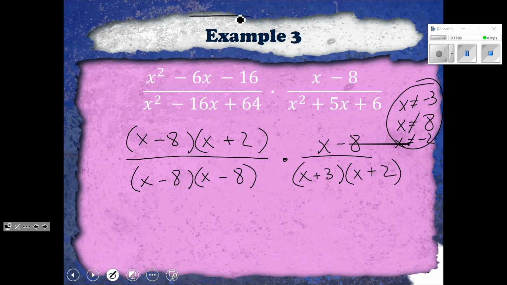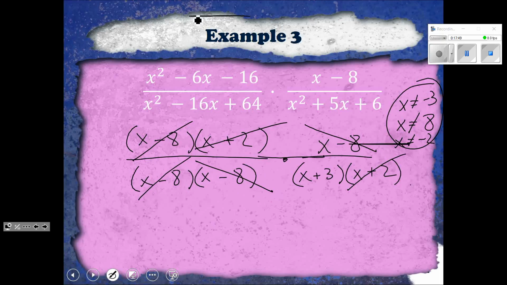So, we factor. Before we factor, we state our excluded values. Then we cancel out. Okay? So, what can cancel? X minus 8 and x minus 8. Anything else? You sure can. You can cross reduce. X plus 2 and x plus 2. Because technically, you don't have to have a common denominator. So technically, all this is going to get smushed together anyway. Okay? What else? X minus 8 and x minus 8.